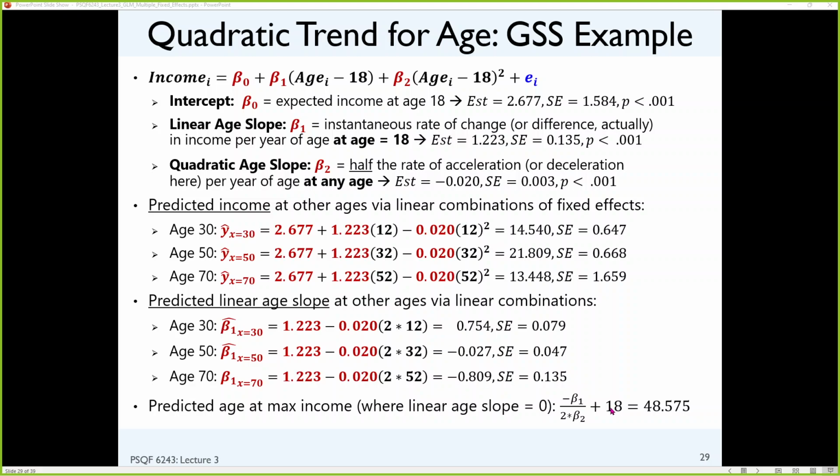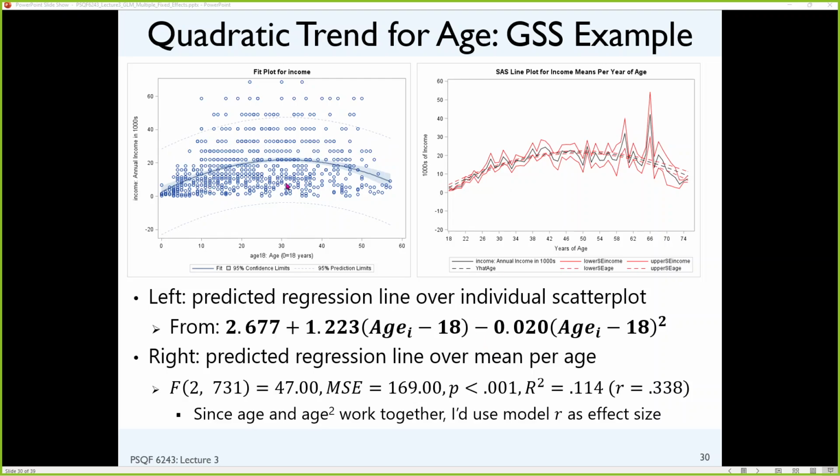All right. And in case you wanted to know, there is an equation where you can figure out where the slope is going to tilt over and go to 0, and it's right here. So 48.575 in this data set. Yeah, so here's what the end result is. The fit through these individual age means looks pretty darn good. Seems reasonable.